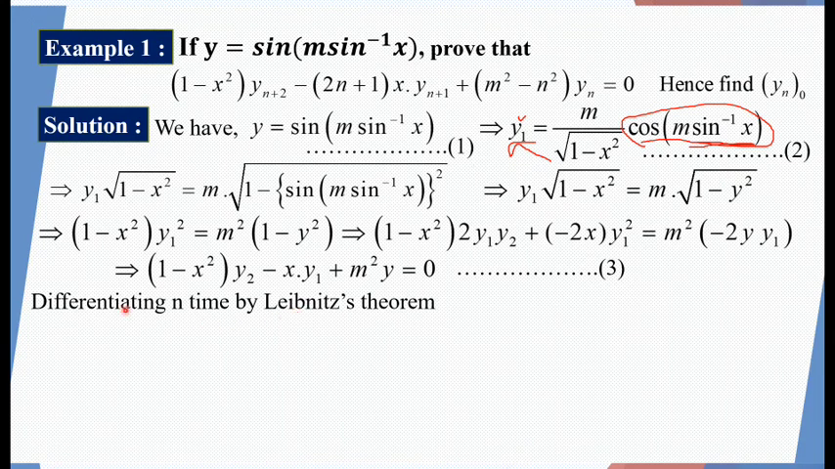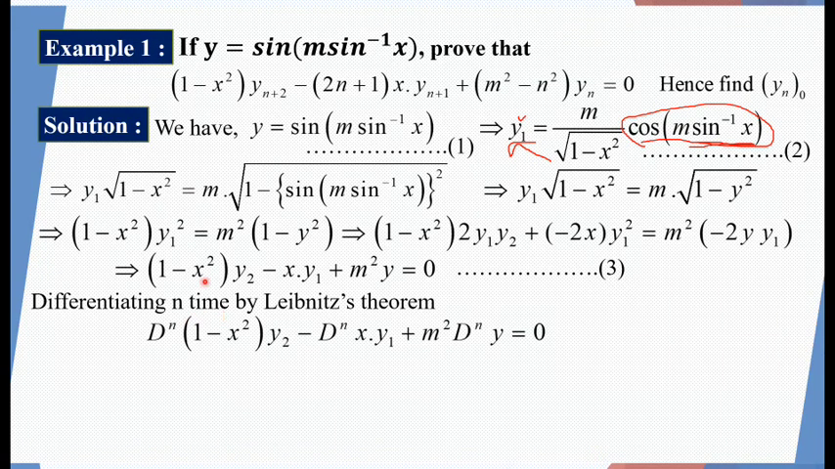So applying Leibniz theorem for differentiation up to the nth time. So nth derivative of this function 1 minus x square y2, minus nth derivative of x y1, plus m square is the constant, so we can take it outside, nth derivative of y equals to 0. Now there are the product of two functions, 1 minus x square and y2. So which function we have to let as second?